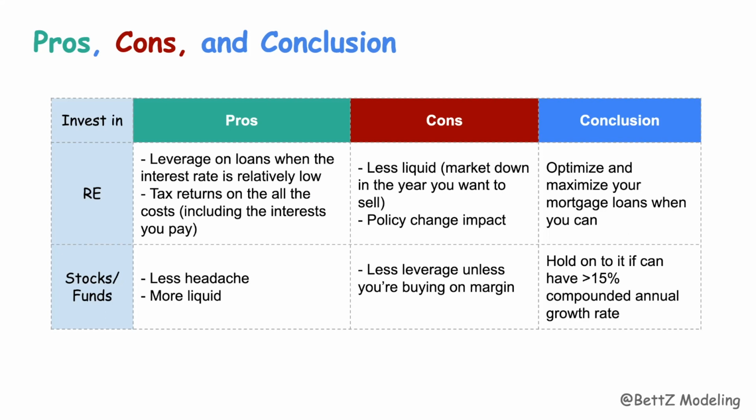In general, if you have more than 15% compounded annual growth from the stocks or funds, you should hold on to it or even invest more. But don't just look at the good years. Do an apples to apples comparison.